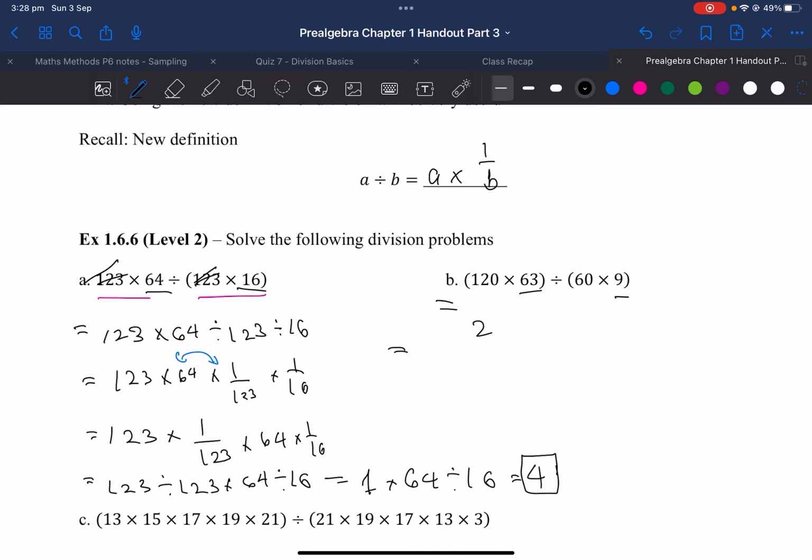What about these two numbers now? You divide them as well. What do you get? 7. You have 63 divided by 9, 7. What do you do with these two numbers, 2 and 7? You times them. Yeah, 2 times 7, which is 14. So you see, you avoid a lot of work, you get nice simplifications.